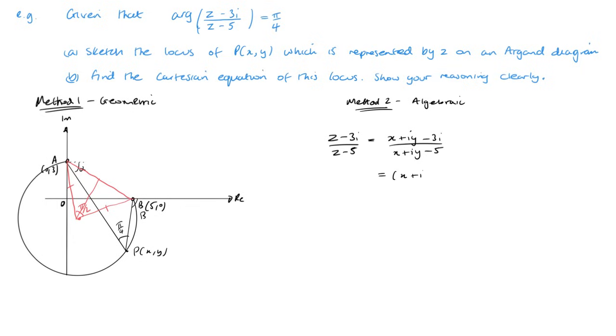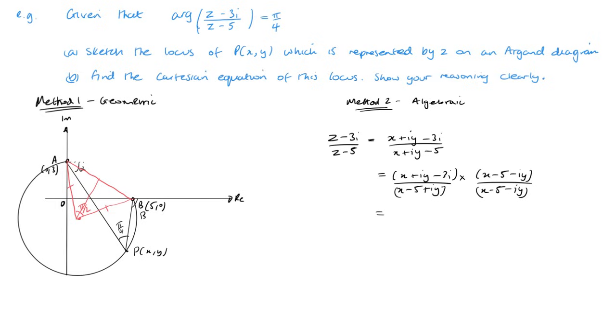So x plus iy minus 3i over x plus iy minus 5, multiplied by, now the real parts stay the same and the imaginary part changes. So in fact, if I write this bottom one as minus 5 plus iy, then it'll be x minus 5 minus iy. So that's what I'm going to be multiplying by.